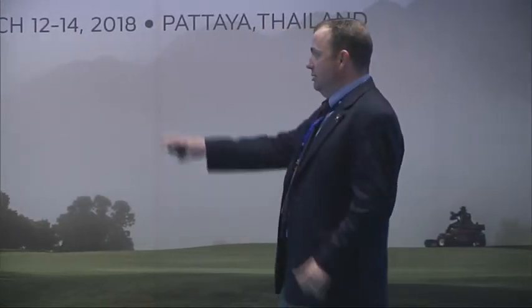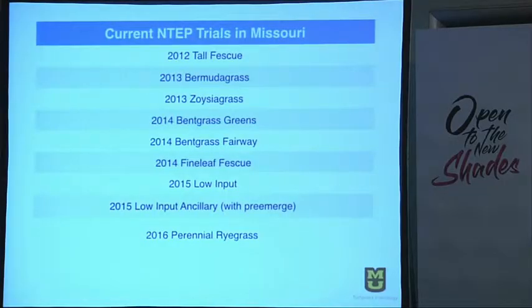So we have a number of what we call our NTEP trials. These are cultivar trials that we do in the United States. So we've got all these different turfgrass species. Like I said, I live in the transition zone. So with our weather conditions, we can evaluate about anything, and we're really tough on everything. So this is one thing you can look at for some cultivars.